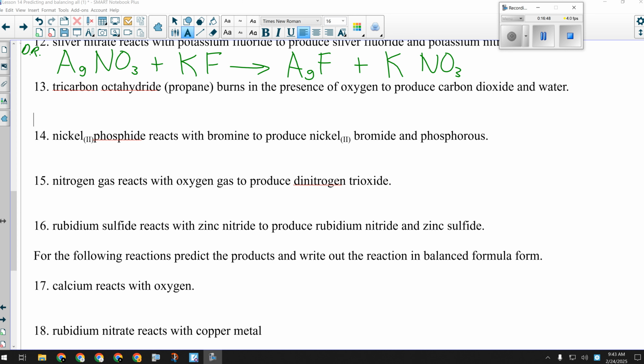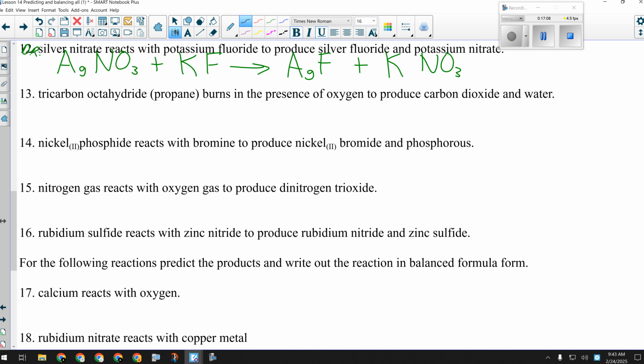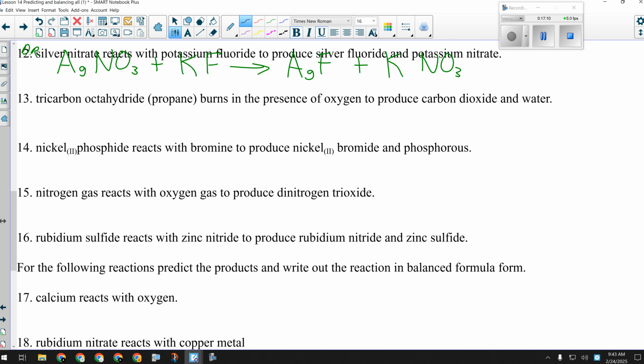Okay, let's look at number 13 here. So on number 13, we have tricarbon octahydride. So how many carbons is that? C3, H8. Tricarbon octahydride, and it's reacting with, or burns in the presence of, oxygen.